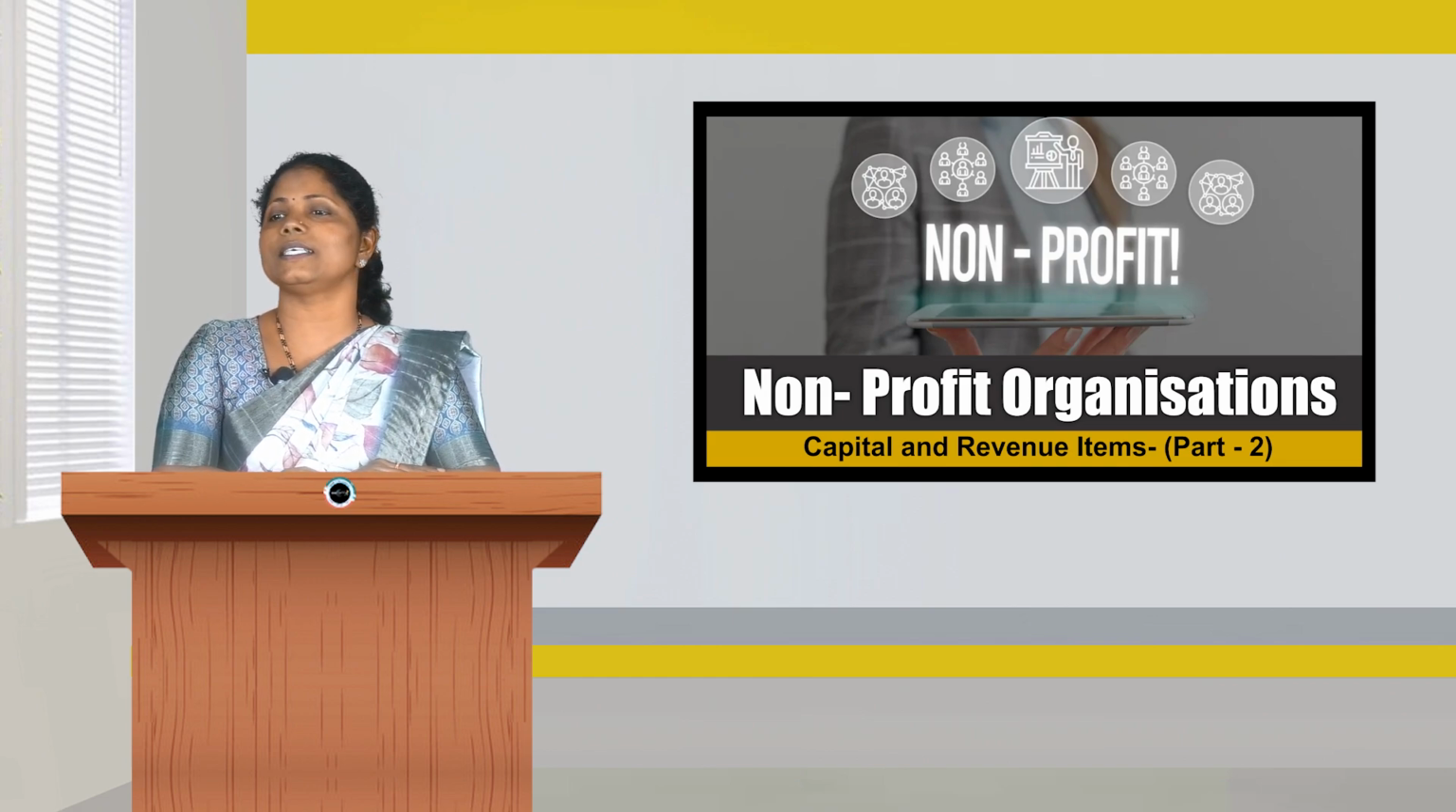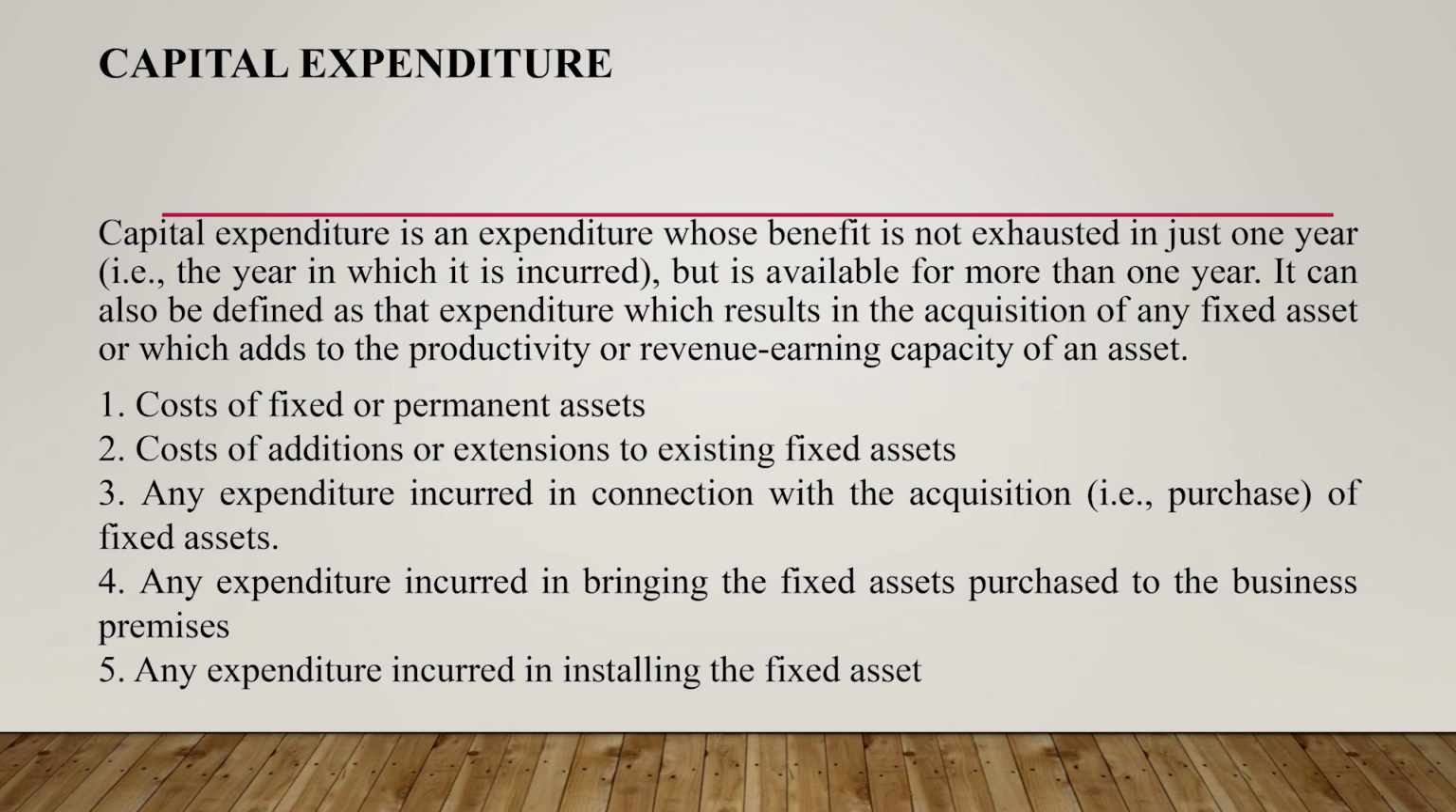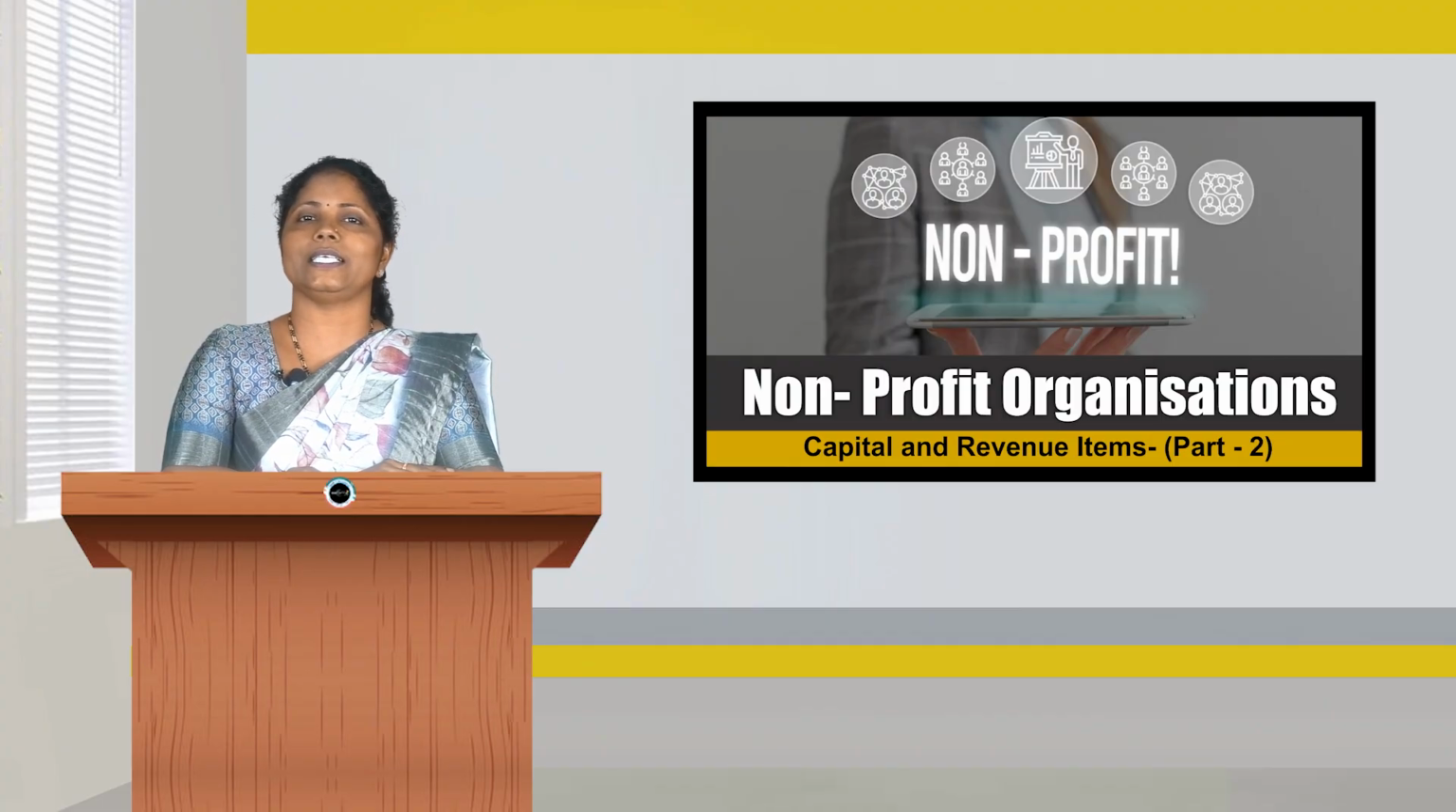Then the next one is any expenditure incurred in bringing the fixed assets purchased to the business premises. Any carriage expenses or freight charges which is paid for bringing the fixed assets from the place of purchase to the business premises is an example for capital expenditure. Then any expenditure incurred in installing fixed assets. For example, the cost of installation of machinery is an example for capital expenditure.